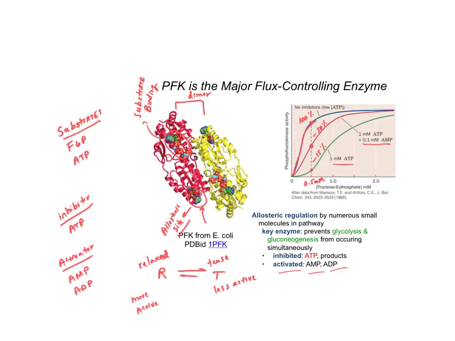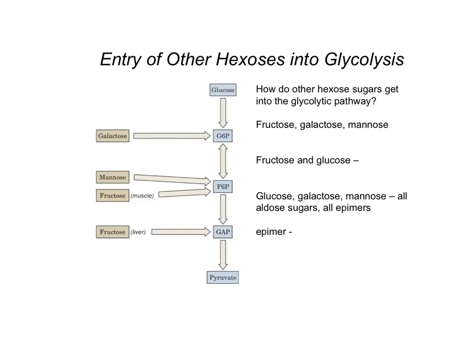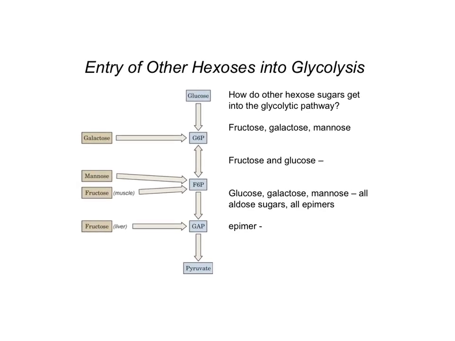Okay, so last little bit of this slideshow at least. Other sugars besides glucose and how they get into glycolysis. Okay, so what type of sugar is a glucose again? It's a hexose, it's a 6-carbon sugar.